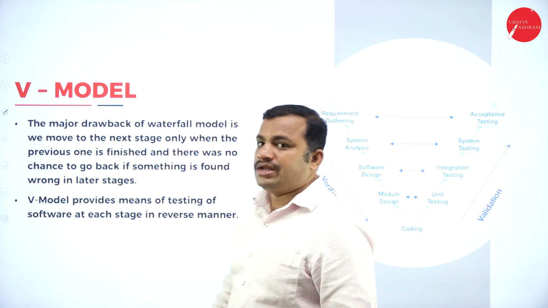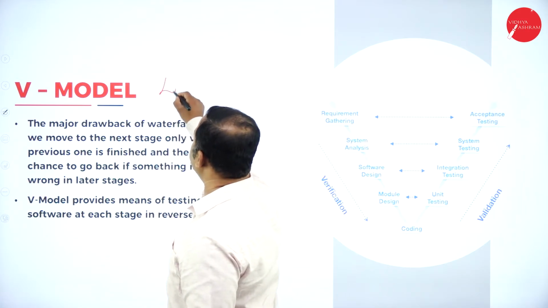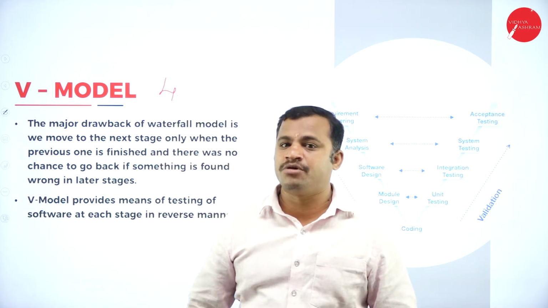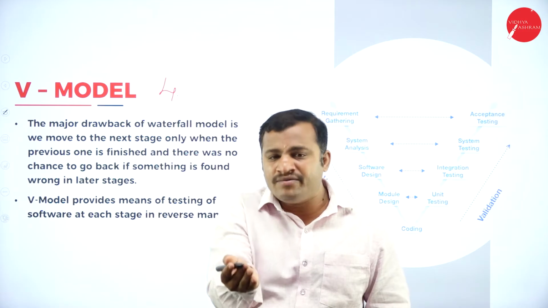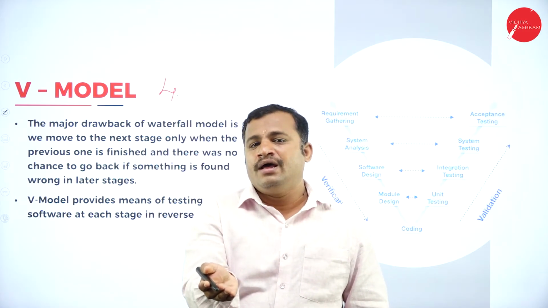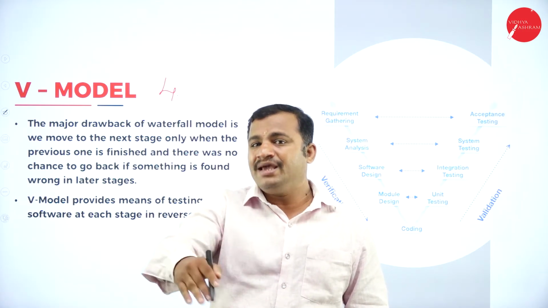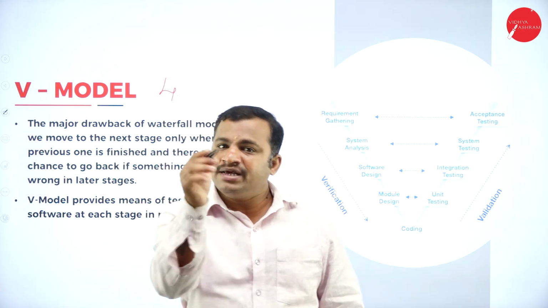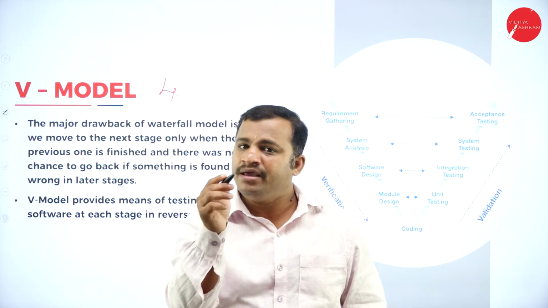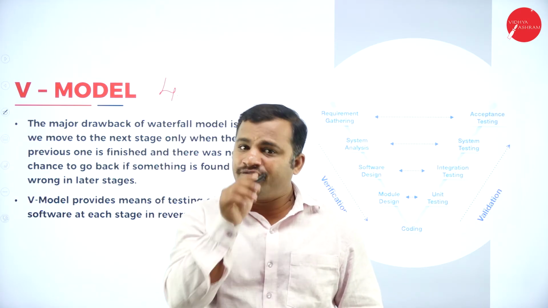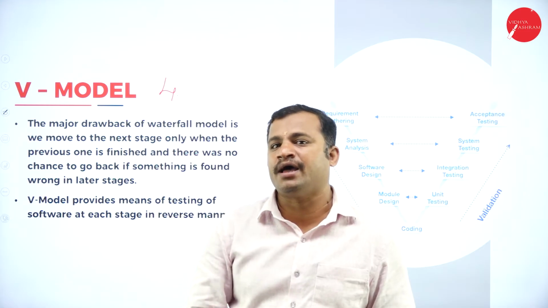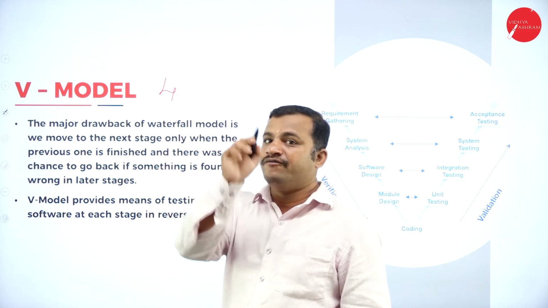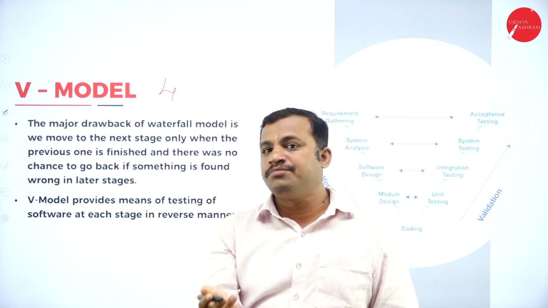Then we shall move on to the next type of model, that is the V model. The V model is also called the verification and validation model, because once you develop any software, before being delivered into the market, it shall be tested, it shall be verified and validated at the same time. That is why we call it the V model. V stands for verification and validation model.